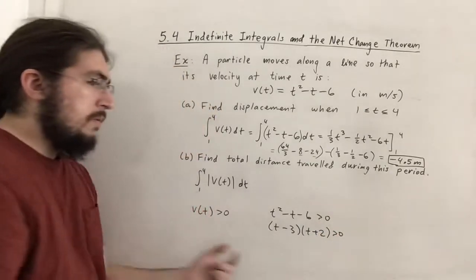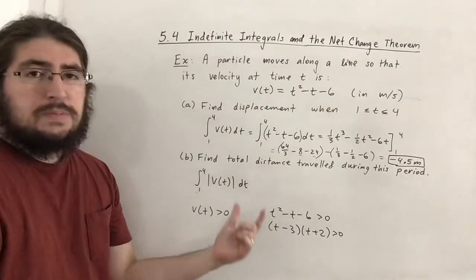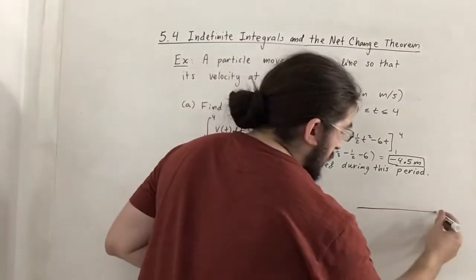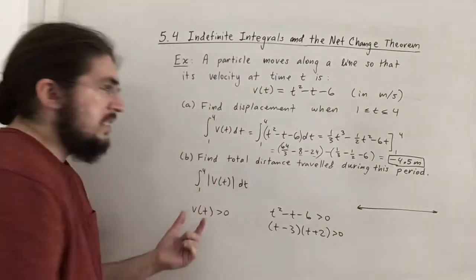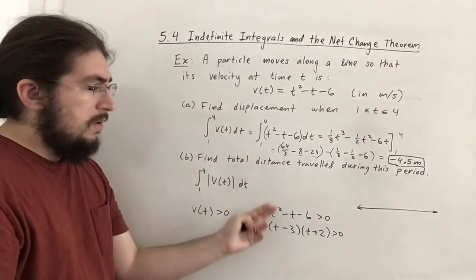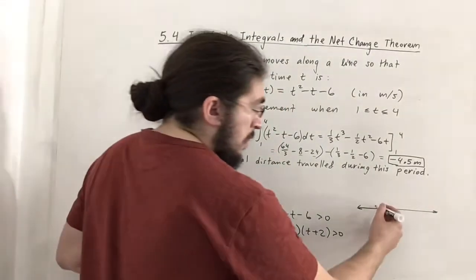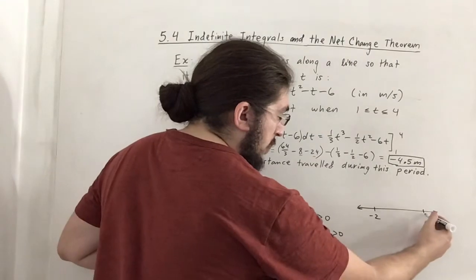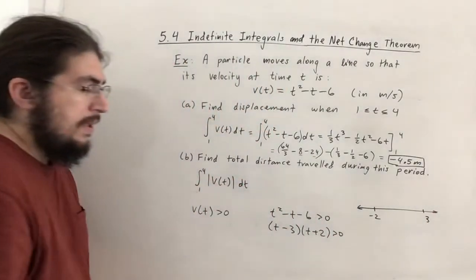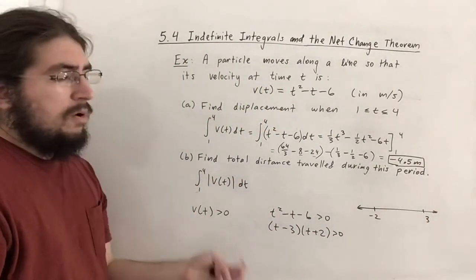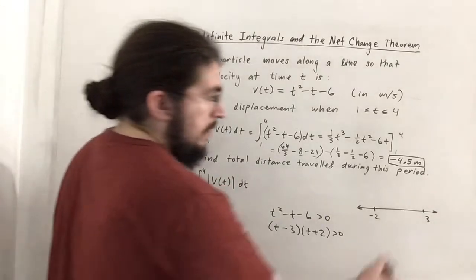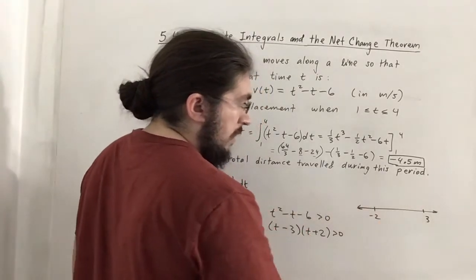So let's see, it's best to graph this just to see what's going on. In fact, notice that if you were to set this equal to 0 and set each factor equal to 0, we get that this is 0 at time negative 2 and time positive 3. If you only consider positive time, then this negative 2 isn't really a thing at all.